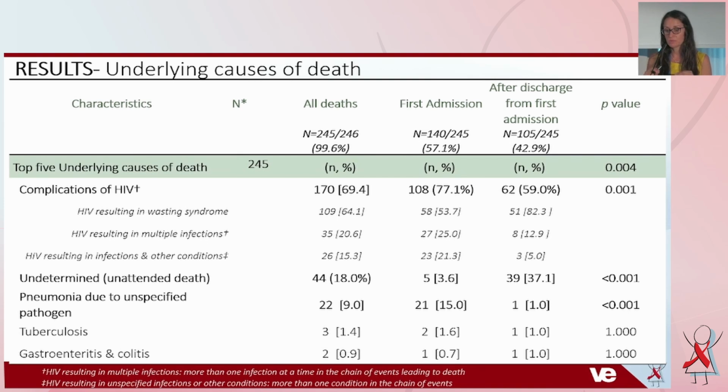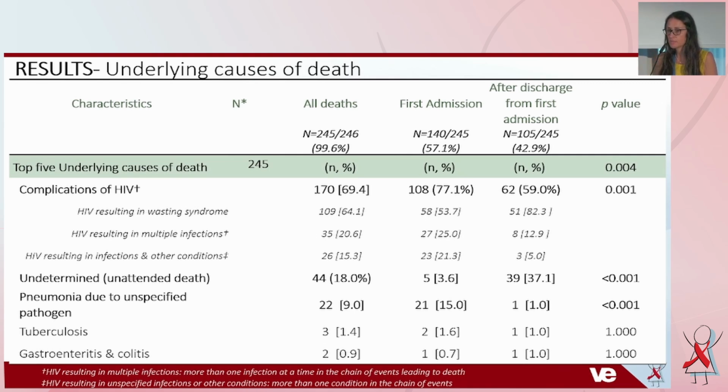The most important was HIV resulting in wasting syndrome, but that was a bit higher among those dying after discharge compared to those dying in the first admission. Whilst those dying in the first admission had more HIV resulting in multiple infections, or infection plus other conditions such as anemia or other conditions that were not infections.